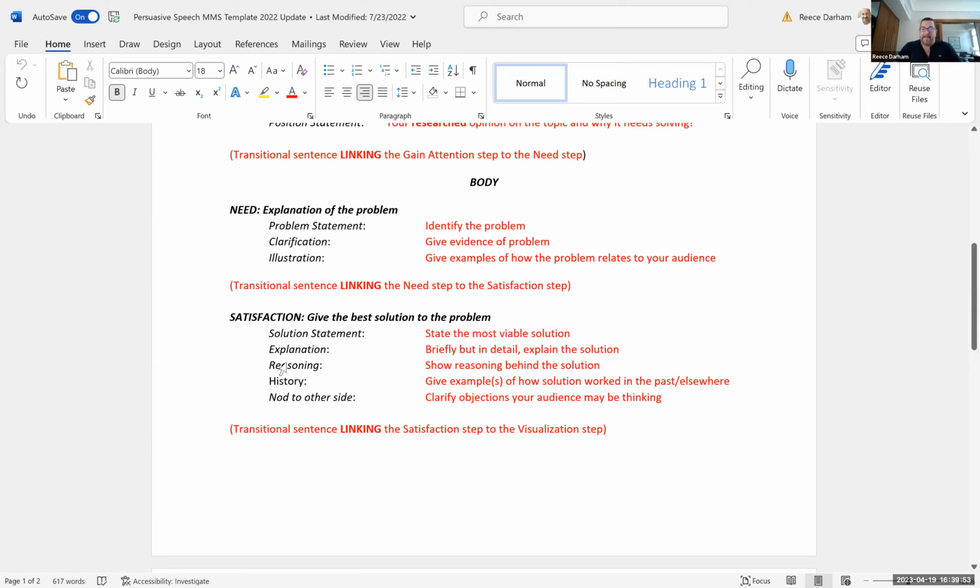And then show the logic behind it in your reasoning. What's the reasoning behind the solution? Tell us how we can make that logical connection. Remember Aristotle, one of his proofs was logos. There it is, right there. These next 2 items are somewhat problematic for many new speakers because they don't quite fully understand these 2. So let me try and give you as easy an explanation as possible.